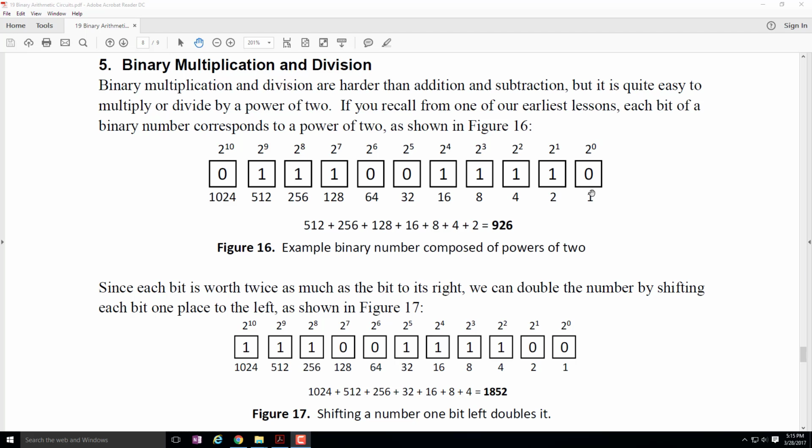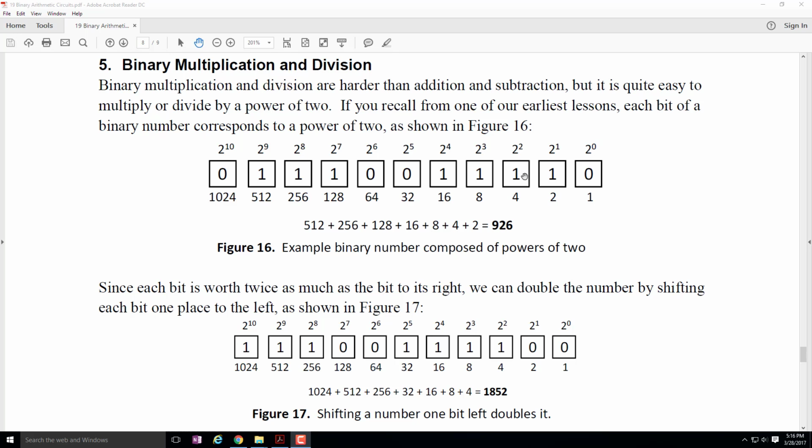If you'll remember our earlier discussion about the individual bits of a binary number, you'll remember that each bit to the left had twice as much weight as the bit to the right. So 16 is twice as much as 8, 128 is twice as much as 64, 1024 is twice as much as 512. So if we took every one of these bits, 0, 1, 1, 0, 0, 1, 1, 1, 1, 0, and shifted every one of them one place to the left, we would have doubled the weight of each of those bits, and therefore we would have doubled the number.